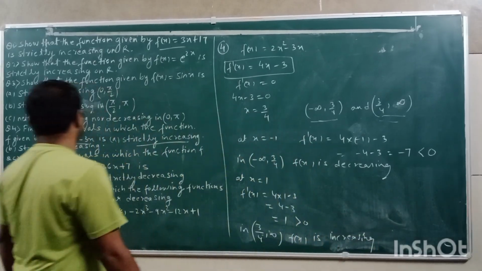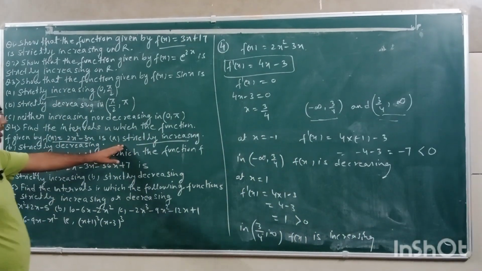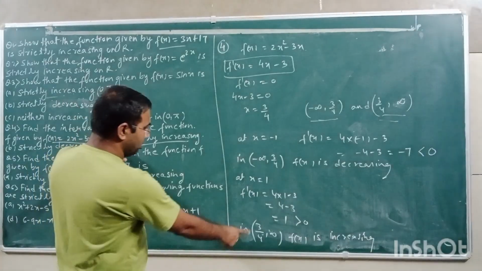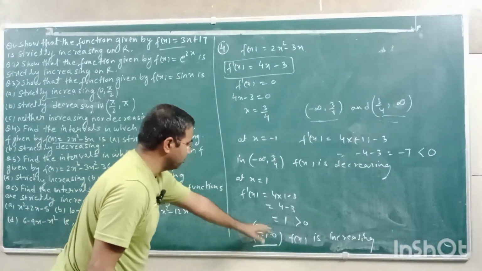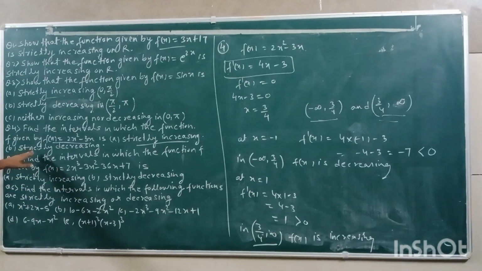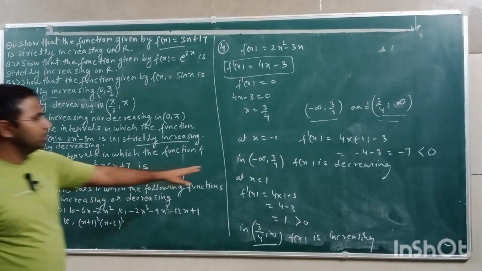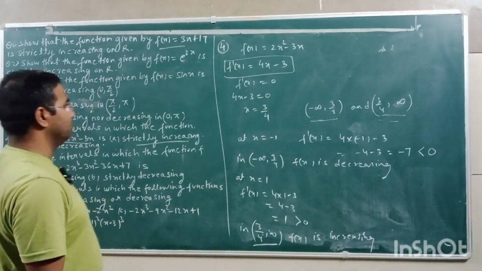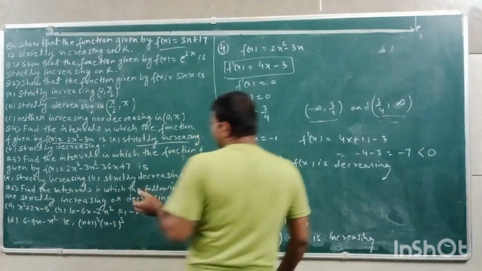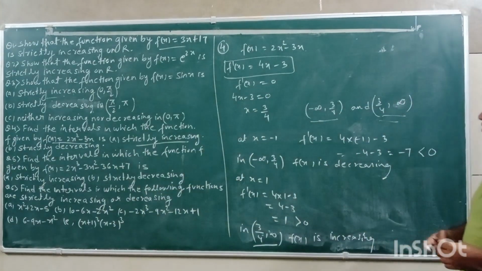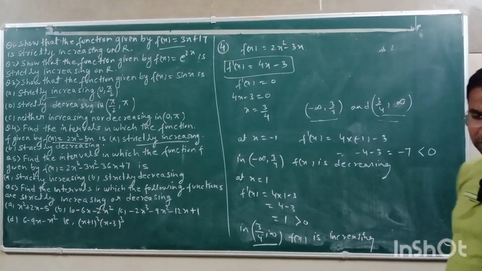So see here, the increasing interval is (3/4, ∞), and the strictly decreasing interval is (−∞, 3/4). In this way you will tell in which interval a particular function is increasing or decreasing. So see how you will write the solution.